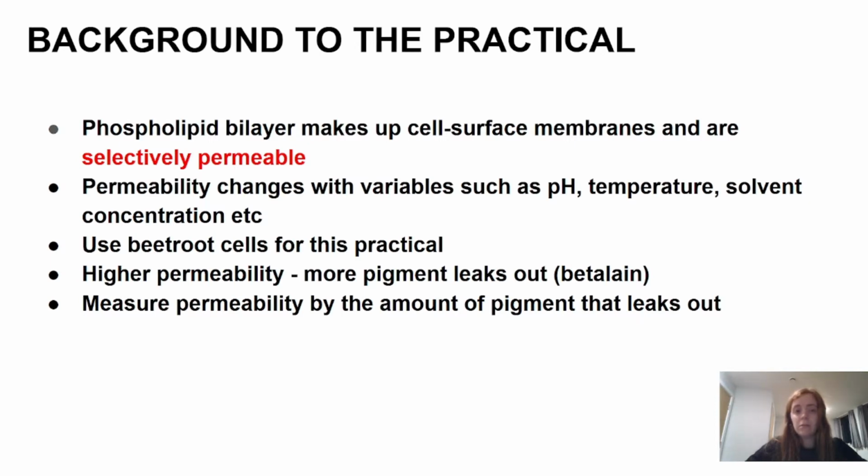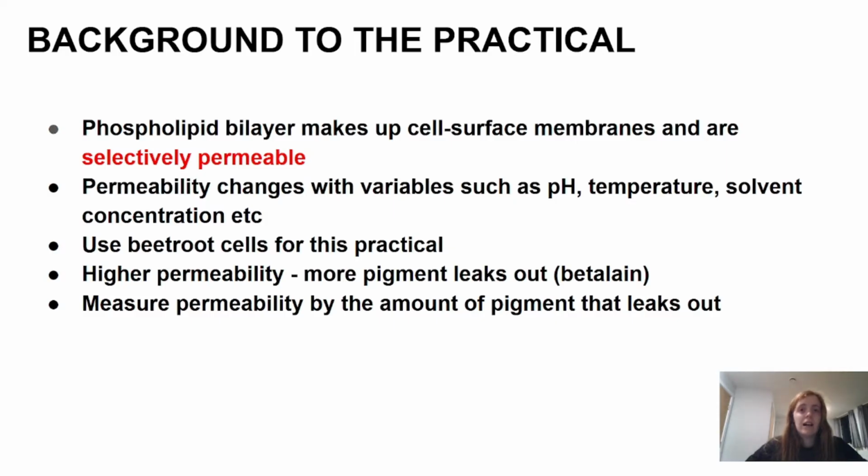It's selectively permeable, and this permeability changes with variables. There are so many variables, but the main ones are pH, temperature, solvent concentration, things like that. In this practical we're investigating permeability. For this practical, we use beetroot cells, and the reason why is because, as you know, beetroots are purple or red, and this means that it's really easy to spot changes. That's one of the main reasons why we use beetroot for this practical.